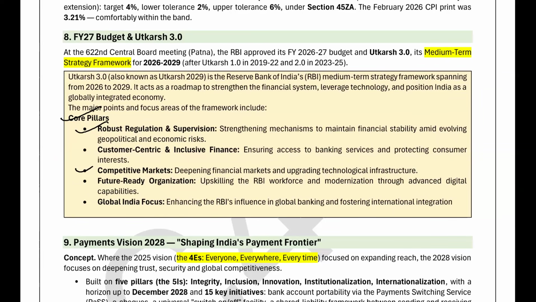What is the third? Competitive market. What is the fourth? Future ready organization. And what is the fifth? Globally India focus. Okay? Read it yourself. It is not tough. Now you must have understood what is Utkarsh 3.0.